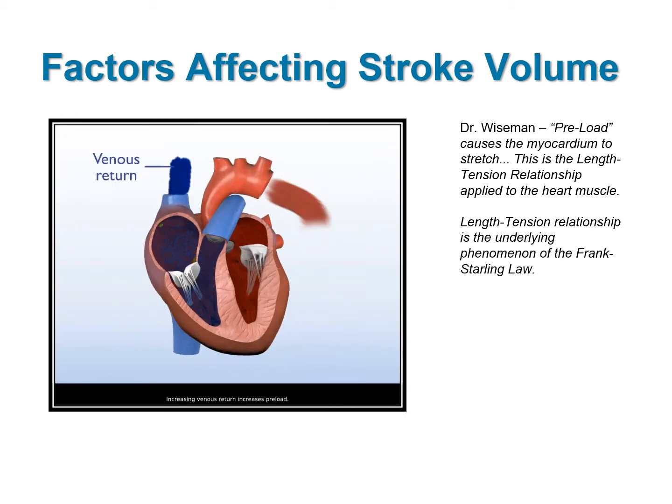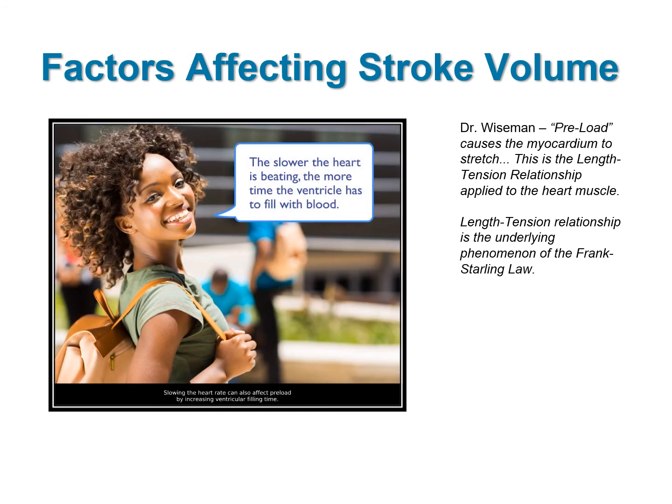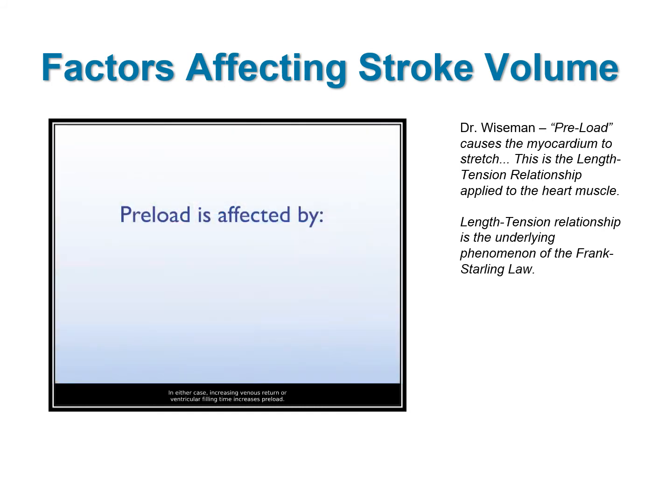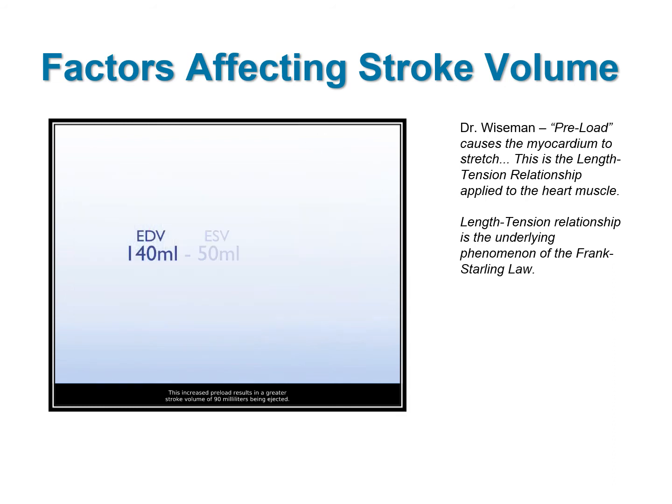Increasing venous return increases preload. Slowing the heart rate can also affect preload by increasing ventricular filling time. In either case, increasing venous return or ventricular filling time increases preload. This is shown as an EDV of 140 milliliters on the monitor. This increased preload results in a greater stroke volume of 90 milliliters being ejected.